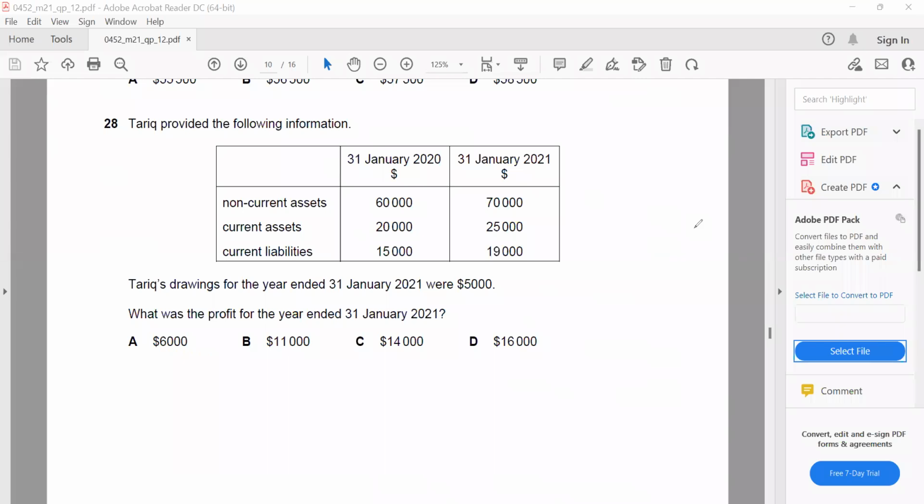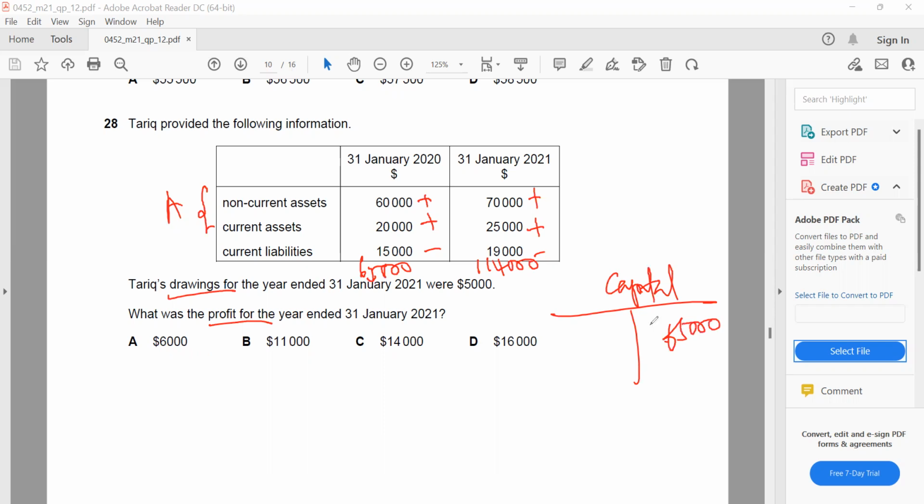28. Tariq provides the following. This is non-current. Okay. Tariq's drawings for the year ended 31st Jan 2021 were 5,000. So here, drawings and profit. So this is the total assets. This is a liability. So we plus these two, minus. We find the capital, opening capital and closing capital. This is 65,000. This one is 70 plus 25 plus 19, so this is 114. So we open a simple T account for capital. Balance brought down is in here, this one. Balance carried down is in here, debit. Drawings are on the debit side, 5,000. They want to find the profit. So we take the debit minus credit.